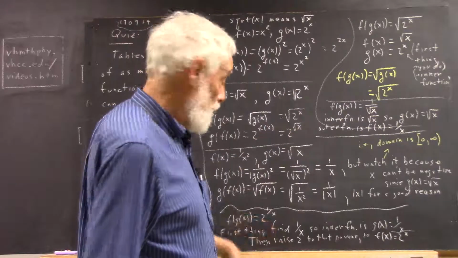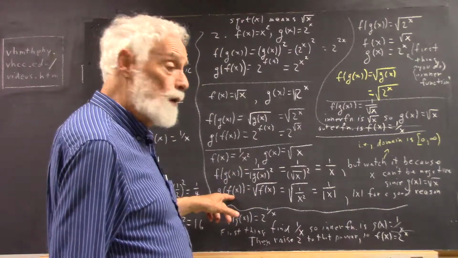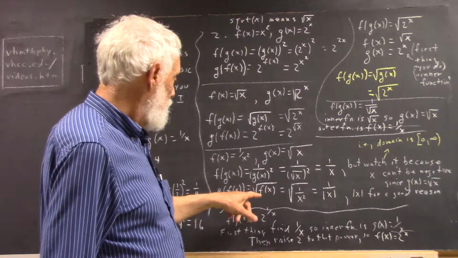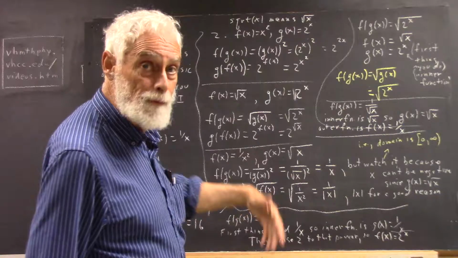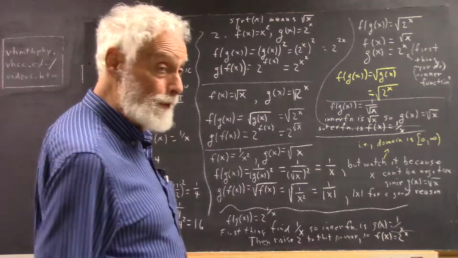Then you can look at g of x, and we're going to do that. And when you're doing g of f of x, you don't worry about what f of x is. You look at the formula for g and substitute f of x for x. Okay? So we do that with every function.